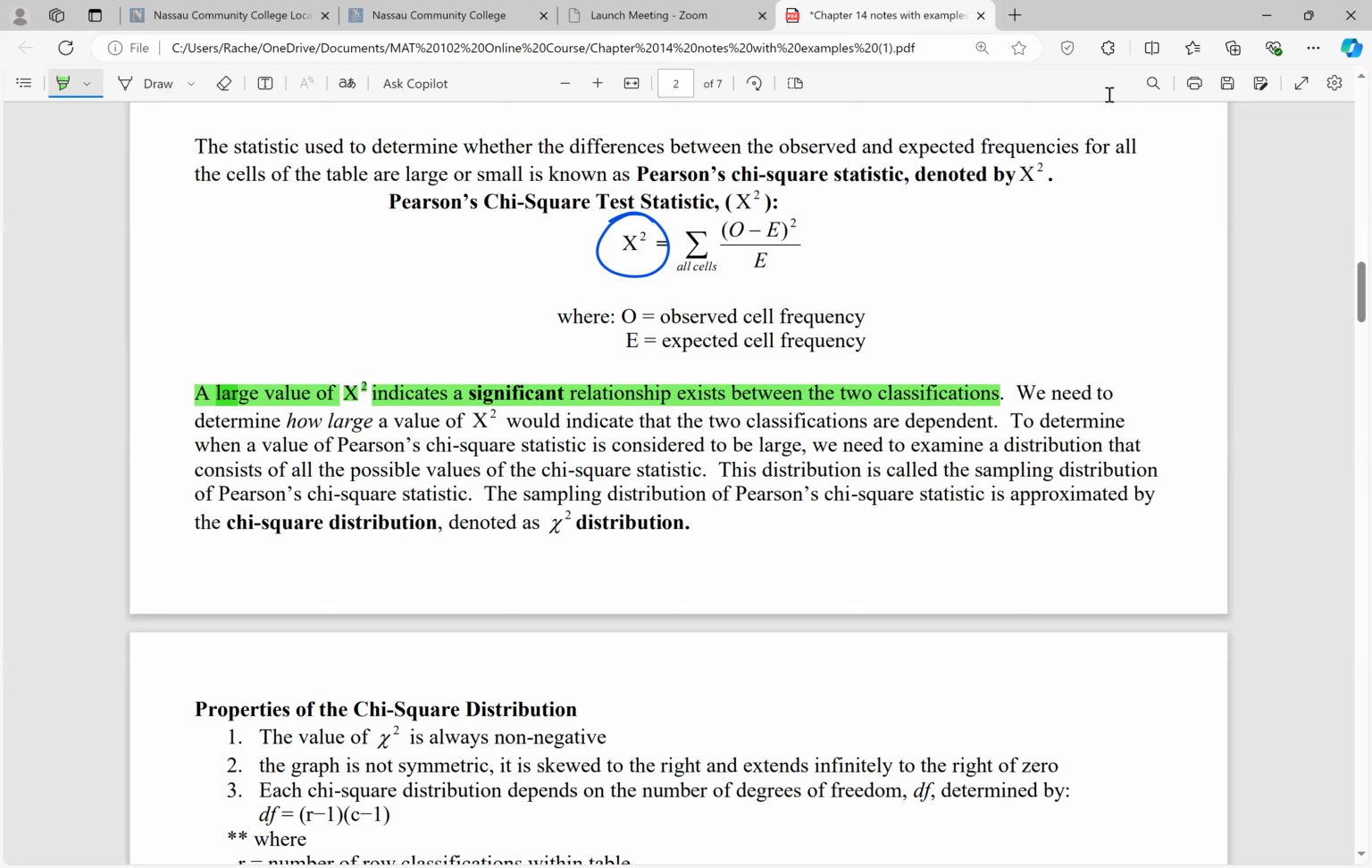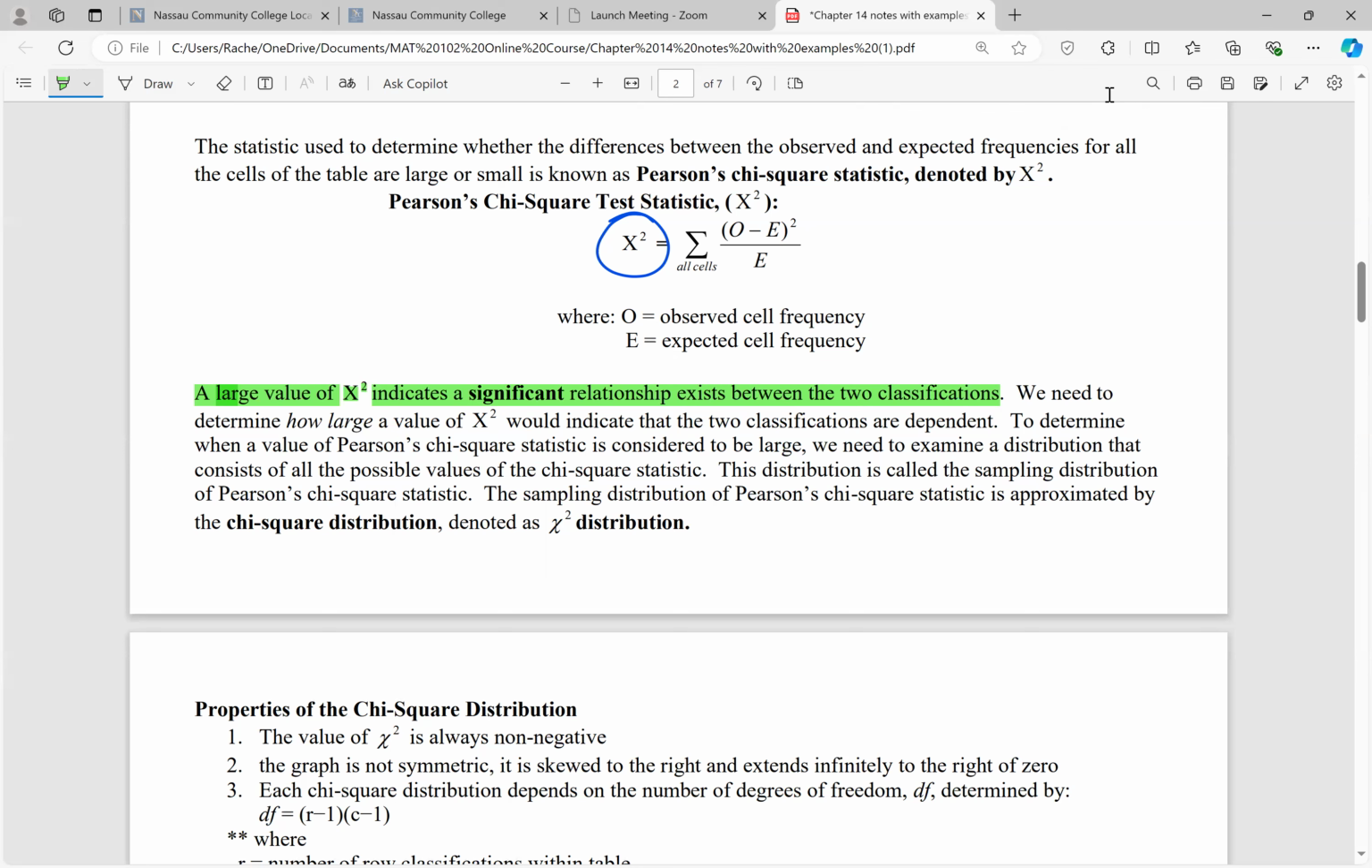In order to determine when a value of Pearson's chi-square statistic is considered to be large, we need to examine a distribution that consists of all the possible values of the chi-square statistic. This distribution is called the sampling distribution of Pearson's chi-square statistic, and it is approximated by a chi-square distribution, denoted with the chi-square symbol squared. So far, we've worked with the normal distribution and the t-distribution when conducting a hypothesis test. Now we have this new chi-square distribution.